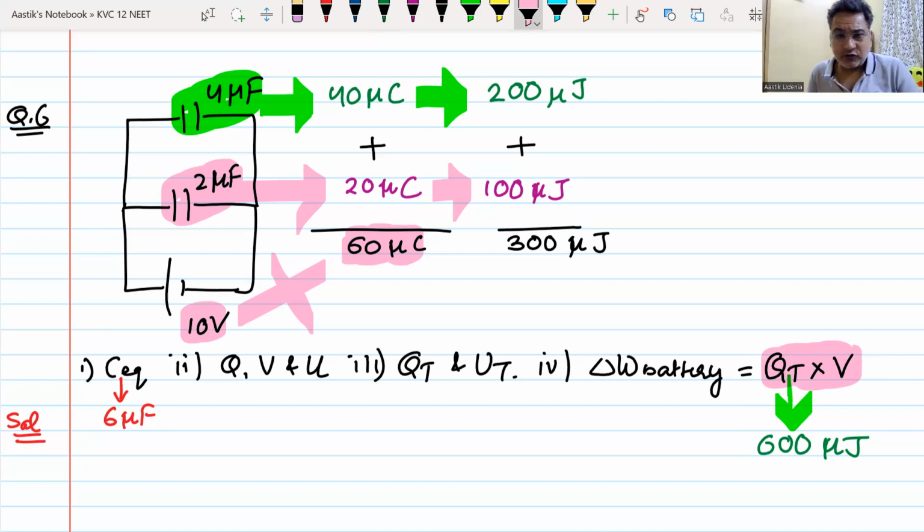In the next class, we will be seeing different types of combination. These are the very simple combinations where all the capacitors were either in series or all the capacitors were in parallel. In the next class, we will try to see other combinations also where there will be a mix. Some capacitors would be in series, some capacitors would be in parallel, and we will try to solve questions based on this. So that will be coming up tomorrow.